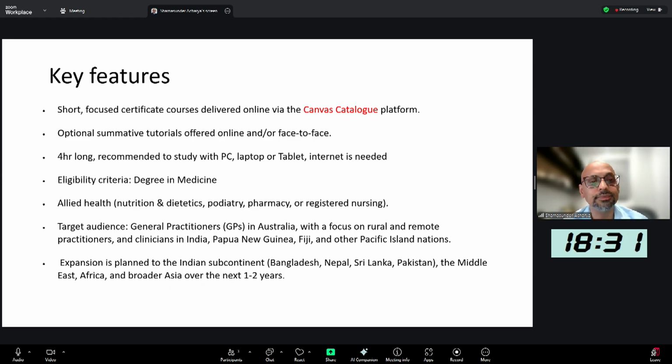advancement in their learning. We would target general practitioners in Australia with the focus on rural and remote practitioners, clinicians in India, and also Pacific nations such as Papua New Guinea, Fiji, and other Pacific island nations to start with. We have planned expansion depending on the subscription volume to the rest of the Indian subcontinent, including neighboring countries, Middle East, Africa, and broader Asia coverage over the next 1 to 2 year mark.